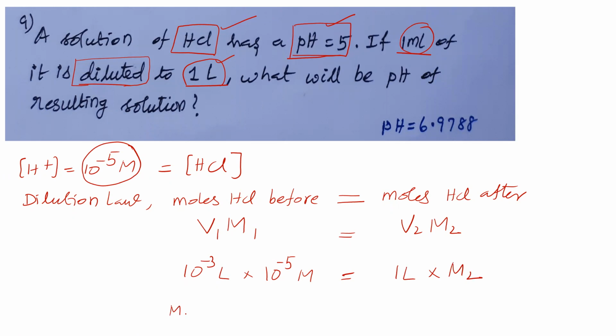Therefore, the molarity after dilution, that means the concentration of HCl after dilution, is 10 power minus 8 molar. So this will give the concentration of H plus. After dilution, the concentration of H plus from HCl is 10 power minus 8 molar.